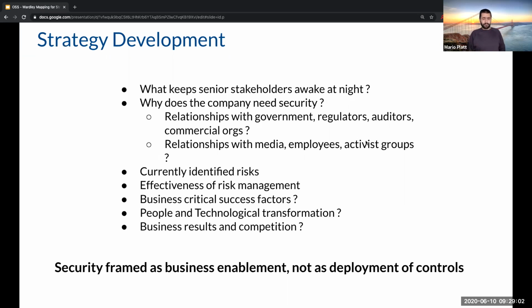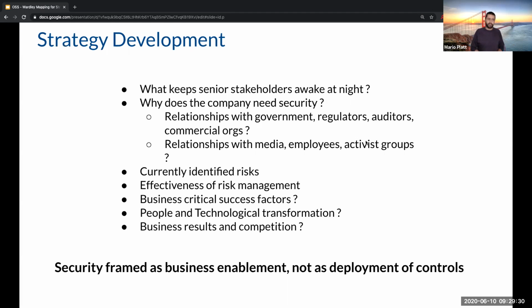So why does the company need security at all? No one does security out of the goodness of their own hearts. There needs to be a business driver on why we need security. And that can be because of relationships with government, regulators, auditors, commercial organizations, relationships with media, with employees, with activist groups. So it will depend on context.